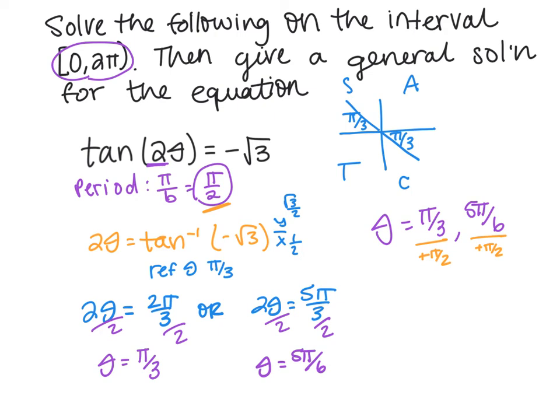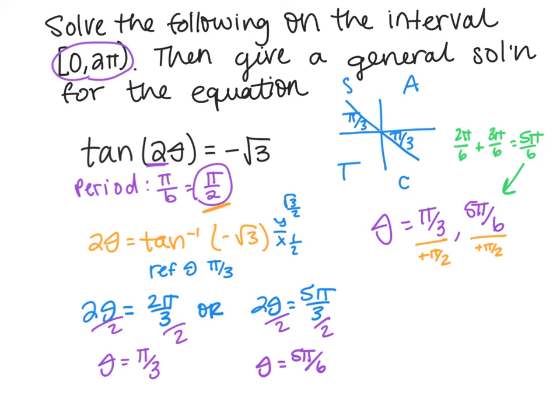So to do that addition, we have to get a common denominator. So pi over 3 is 2 pi over 6. Pi over 2 is 3 pi over 6. Add those together and we get 5 pi over 6. Okay, so we already have that answer. That will only happen when we're dealing with tangent.